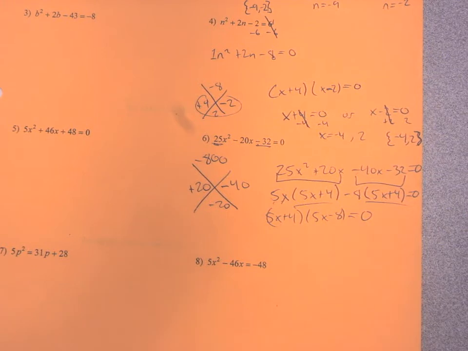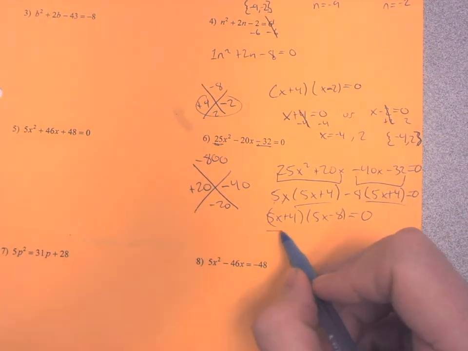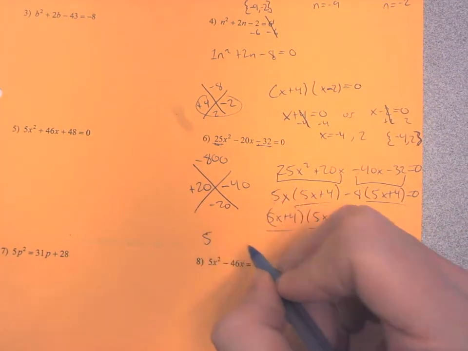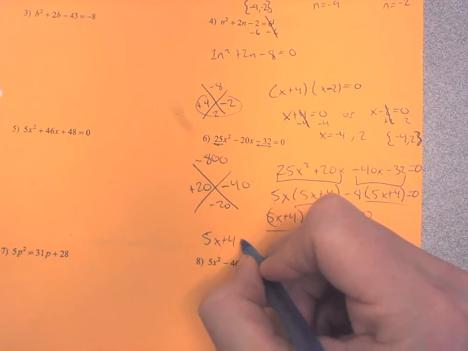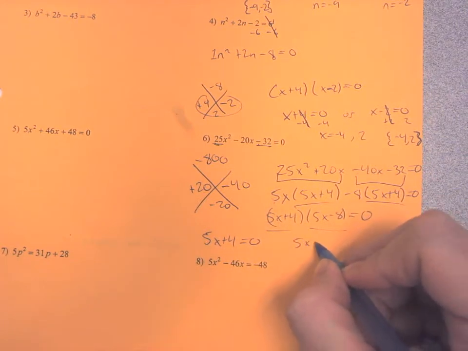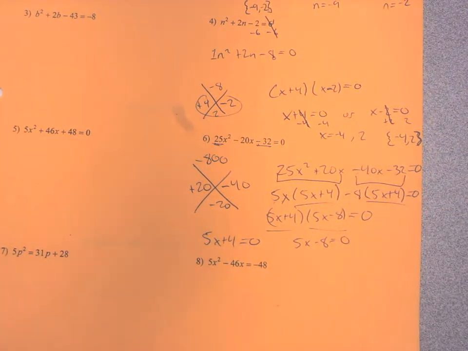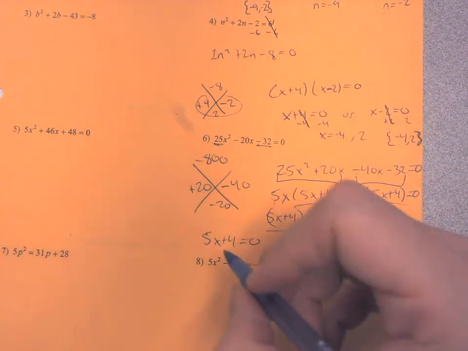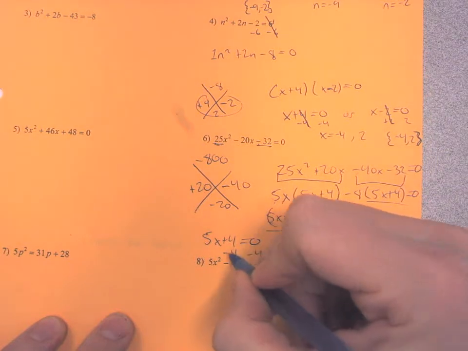Okay, but remember, since we have an equation, we're going to take each linear factor now, 5x plus 4, and we're going to set them equal to 0. 5x minus 8 equals 0 as well. Now we can see that this is probably not going to work out to integers, and that's okay. We're actually going to get fractions here, but that's not a problem.